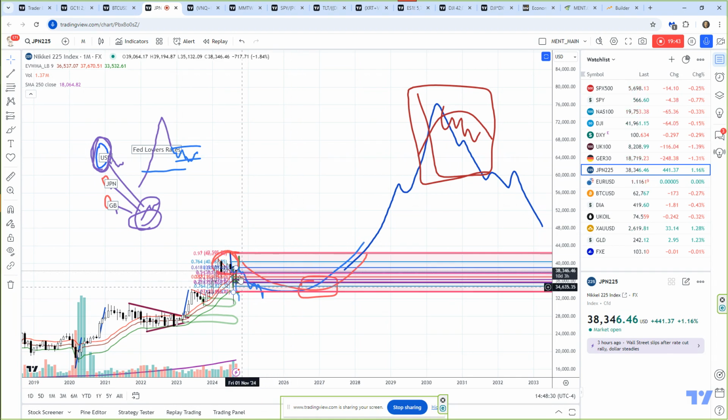Okay. And that's why the Fed made this move, to give the global markets room to rally.